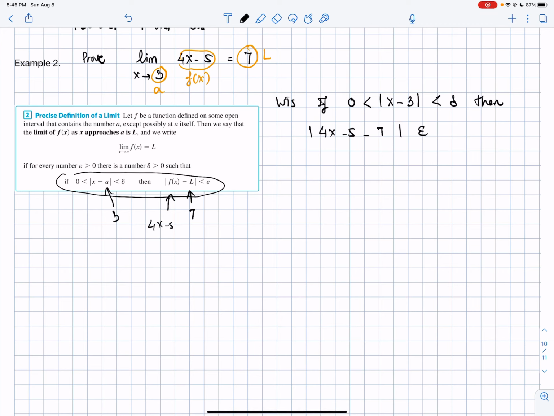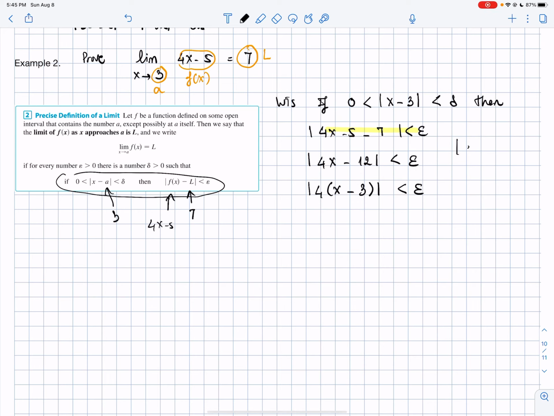So what I do in this step is find out the relationship between the delta and the epsilon. Okay, so we will work on this. We simplify this a little bit. So 4x minus 12 less than epsilon. And then I can factor out the 4. So I get 4 times the absolute value of x minus 3 less than epsilon.